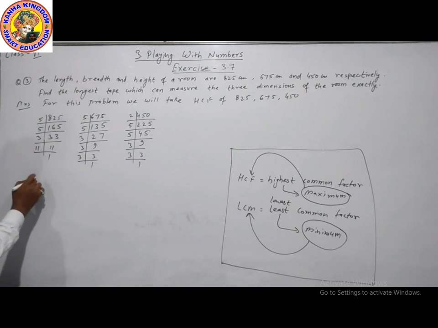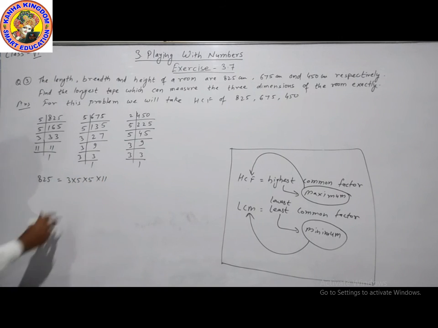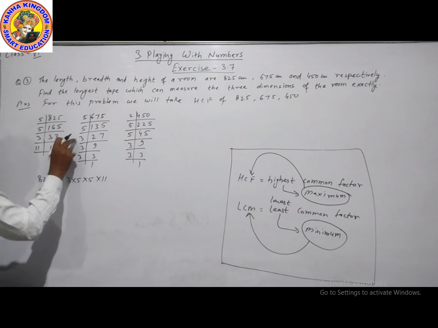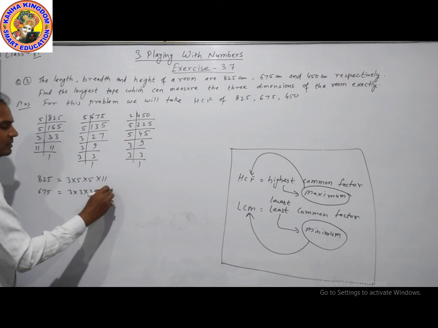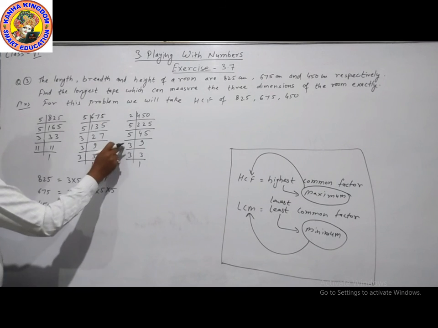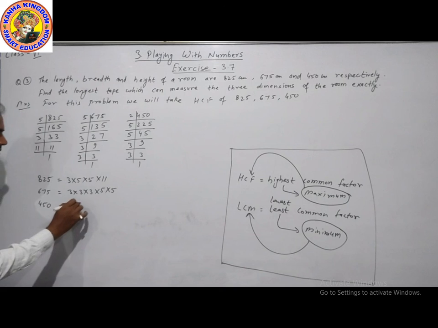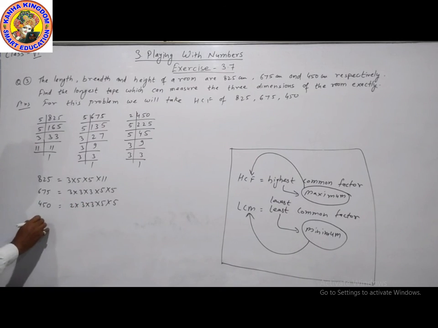Now writing these factors. 825 is 3 into 5 into 5 into 11. Now 675 is 3 into 3 into 3, then 5 into 5. Now 450 is 2 into 3 into 3 into 5 into 5. Now taking HCF.